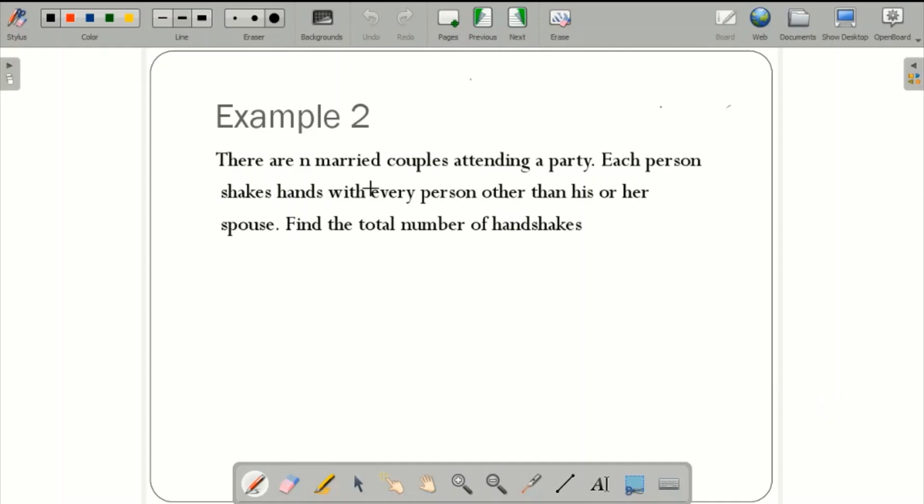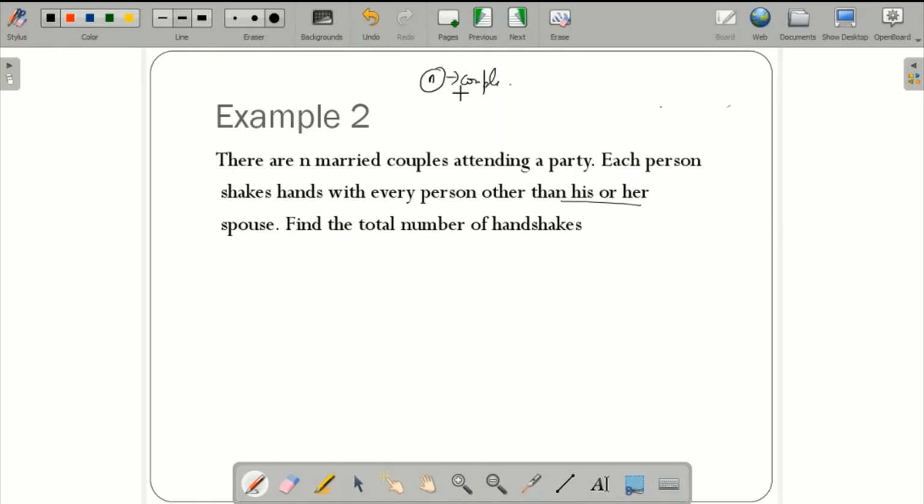Example 2: there are n married couples attending a party. So the couples are nothing but n. There are n married couples attending a party. Each person shakes hands with every person other than his or her spouse. That means in n couples, you have to find the number of combinations where he shakes hands with all of the people other than his wife or husband. So find the total number of handshakes.